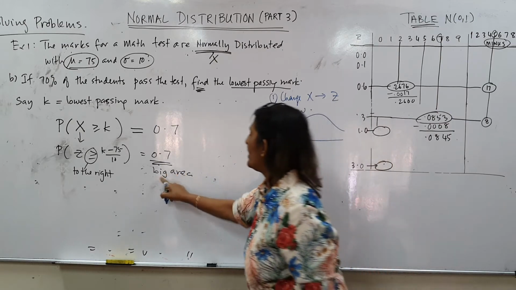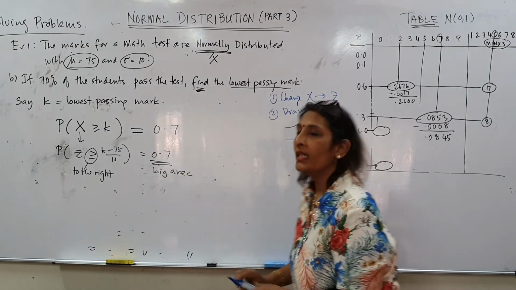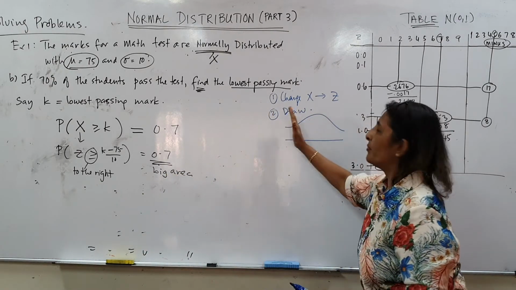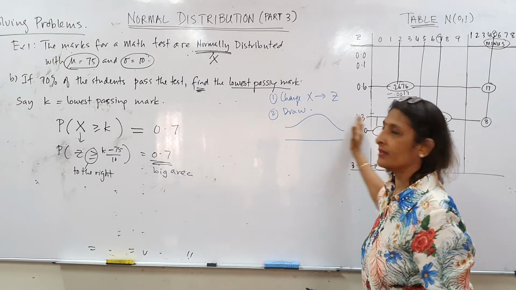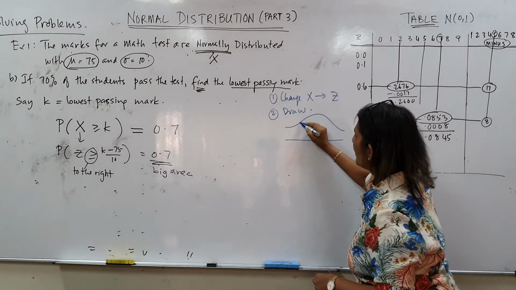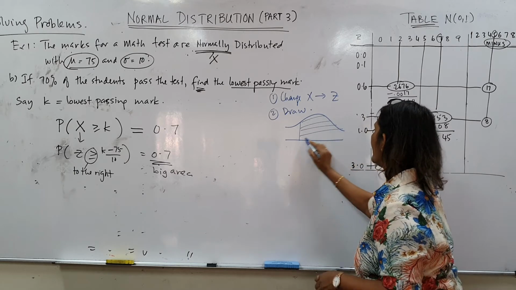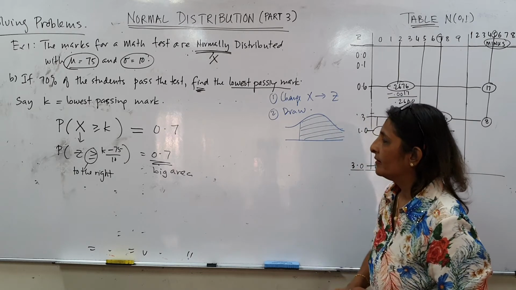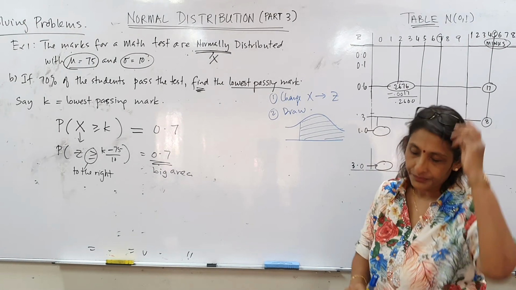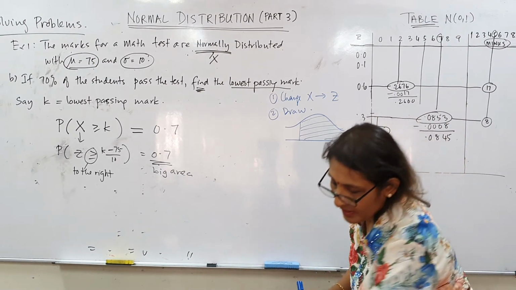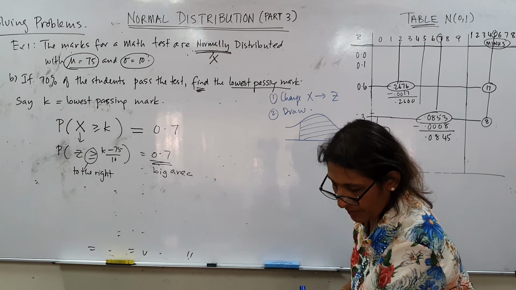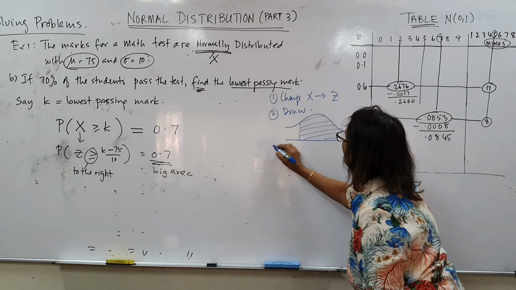Okay, how? Big area to the right. Meaning, to the right has to be a big area. Where do you think the line is? I would say it's somewhere here. Then only you get big area to the right. Okay, that's how you look at it. And then after that, we do step 3.